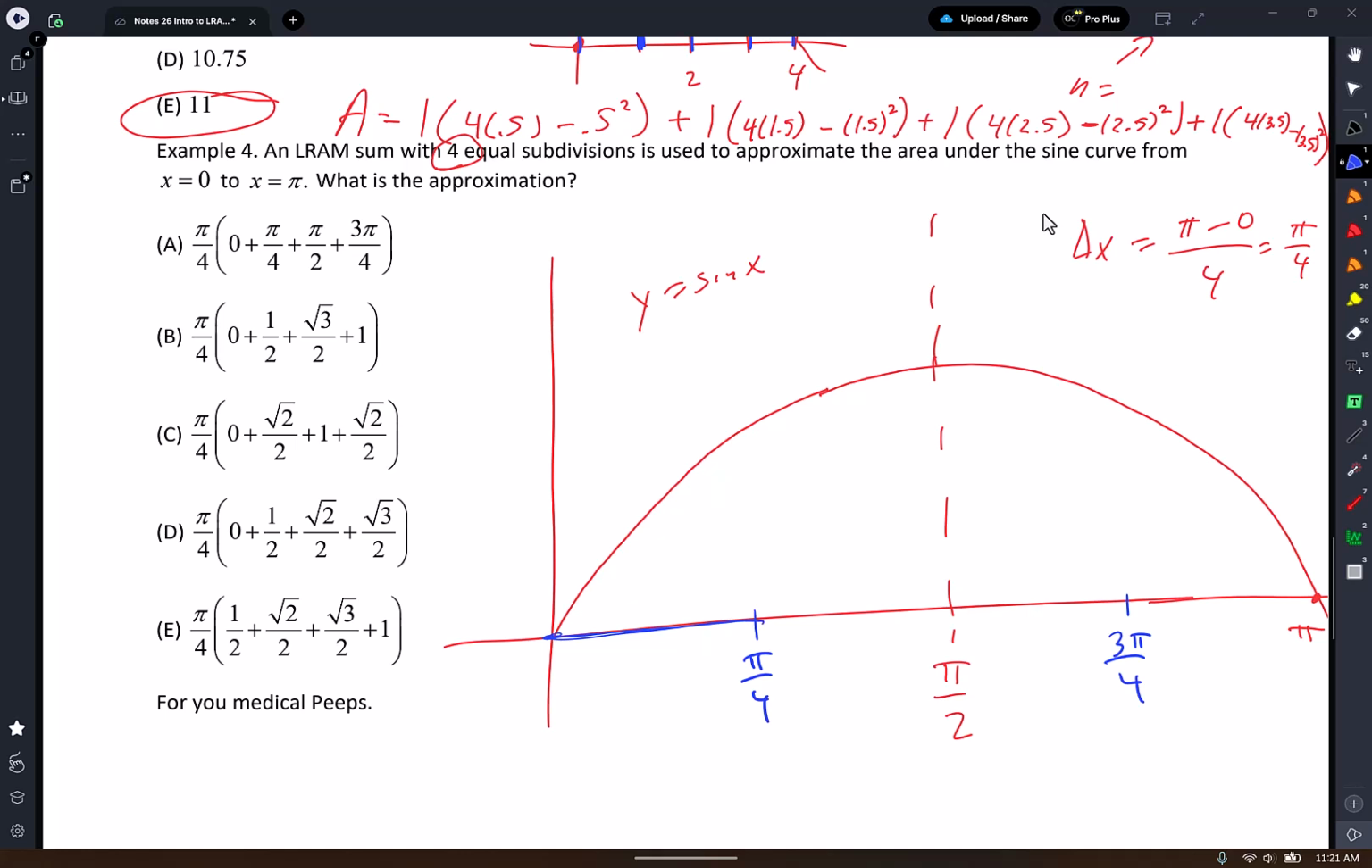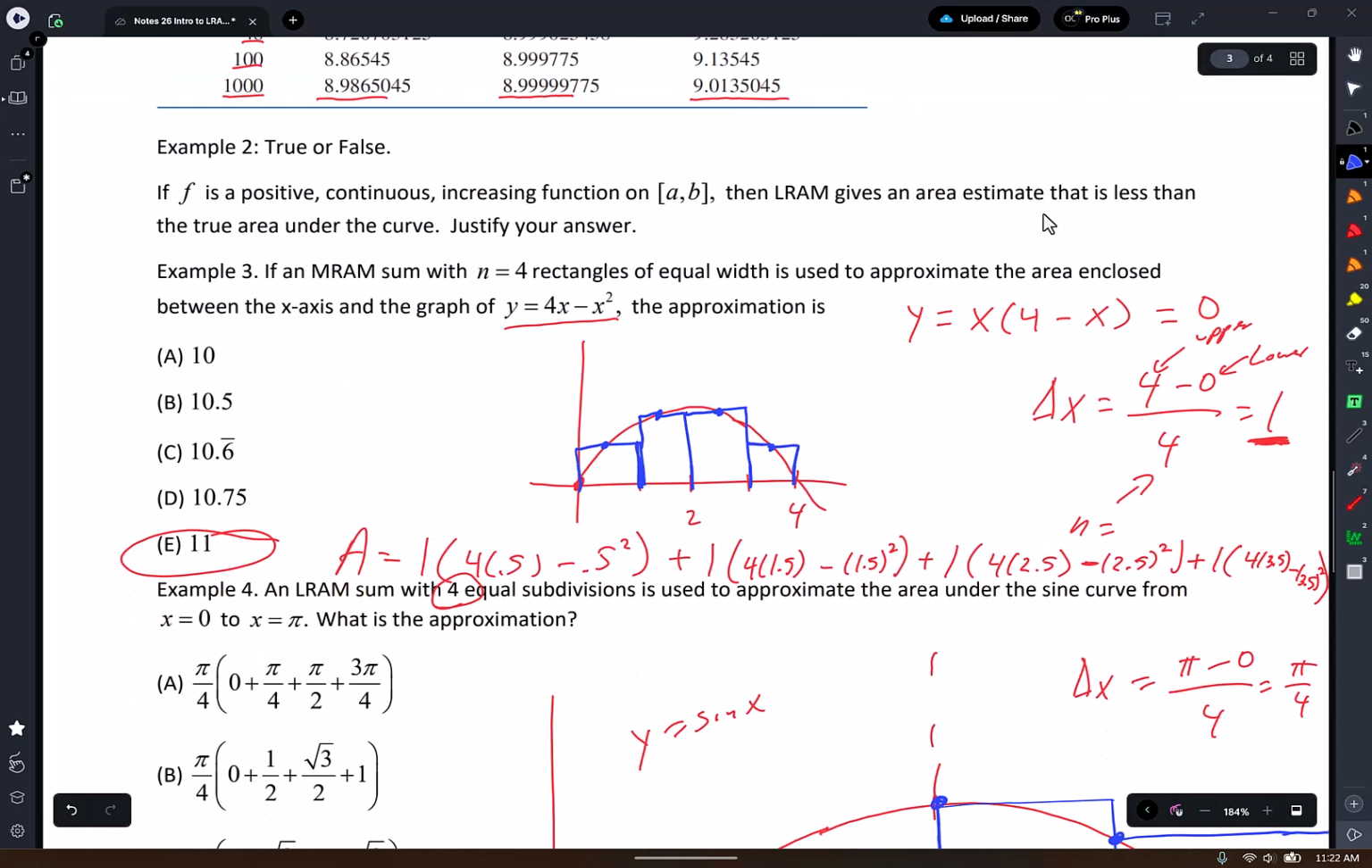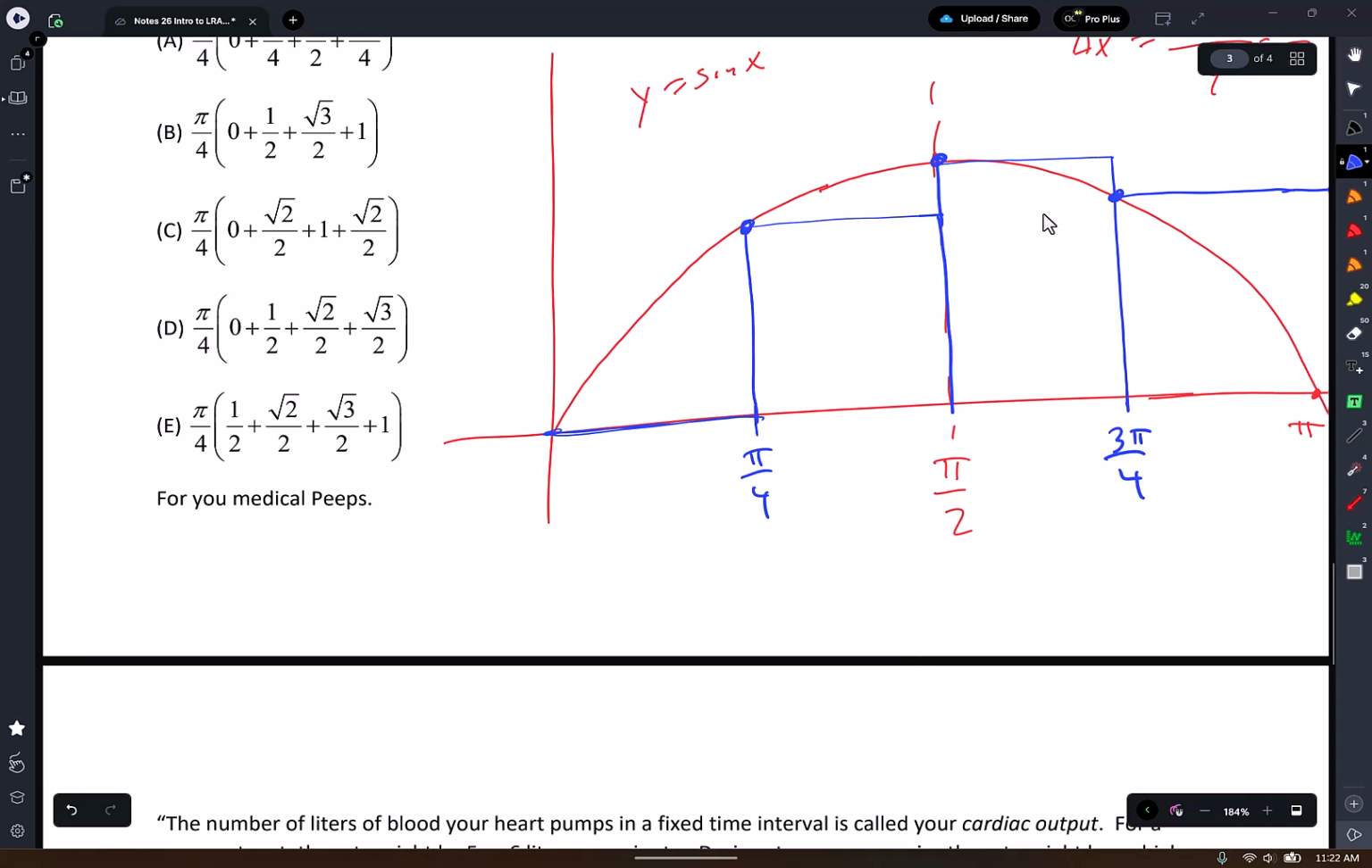Cool or not cool? Here's your second rectangle. We're still okay? Here's your third rectangle. Here's your fourth rectangle. Oh, I didn't do it perfect. I think rectangle 2 and rectangle 4 should have the same height, but that's fine.